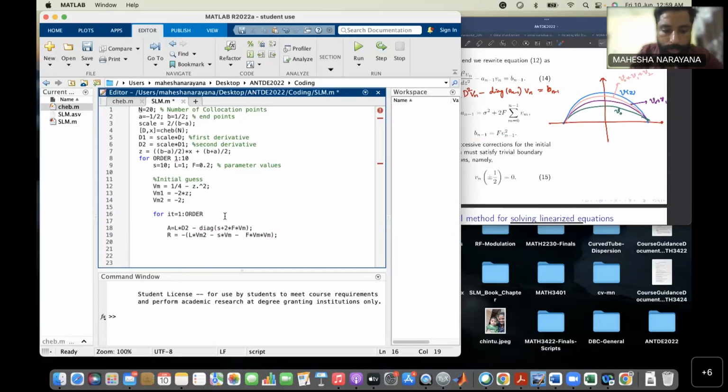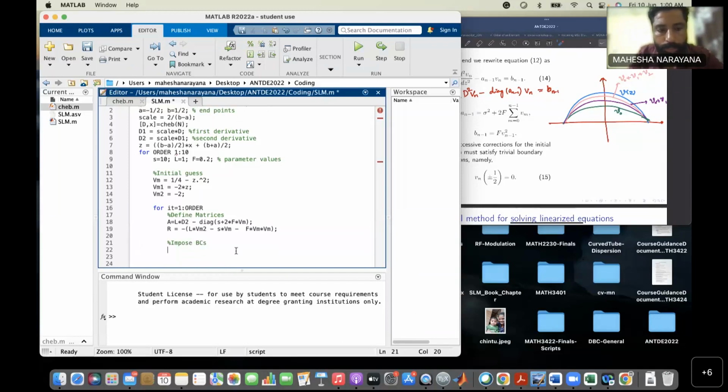Then you impose boundary conditions on this spectral matrix. So that is the next step. I forgot to mention that we have to impose boundary conditions on this matrix. So the first row, we will use the left hand boundary condition. On the last row, we will use the right hand boundary condition.